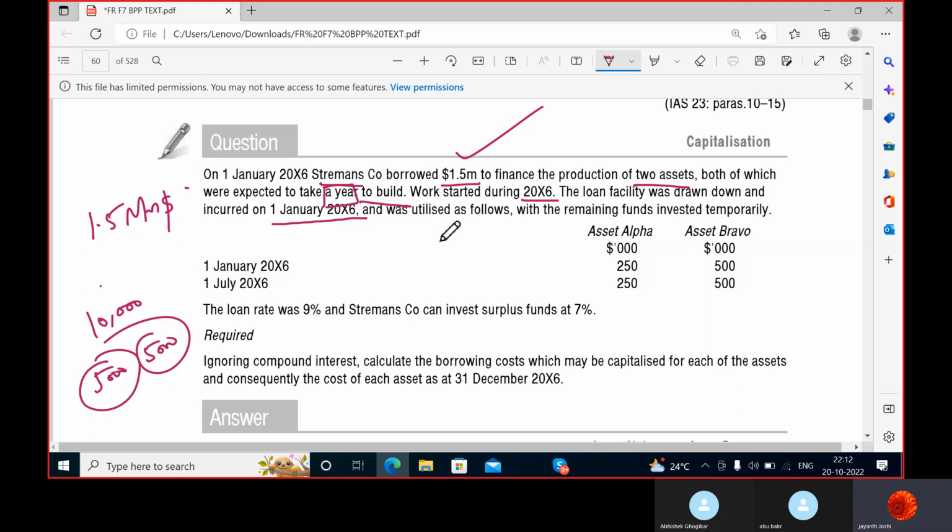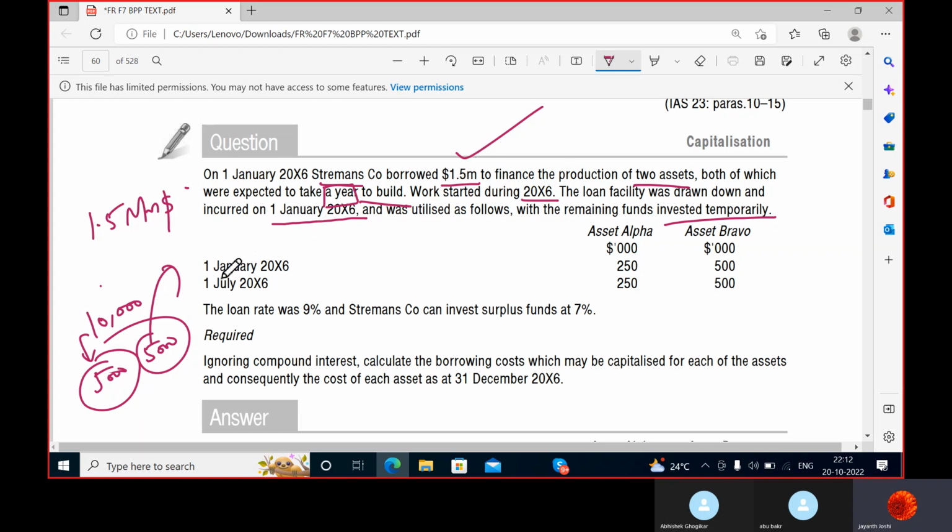If I utilize $5,000, then I have $5,000 left over that I will invest, and I will earn some income on that. That's also a condition in this question. The loan facility was drawn down and incurred on 1st Jan 2006 and was utilized as follows, with the remaining funds invested temporarily. If they use a part of the funds, the leftover part would be invested and some income would be generated from that.